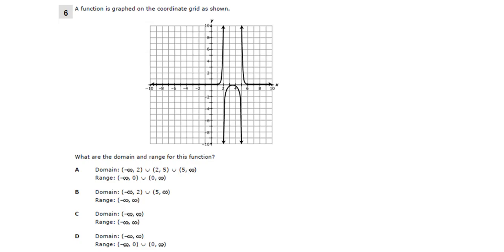6, a function is graphed on coordinate grid as shown. And what you have is the domain has a couple of vertical discontinuities, infinite discontinuities or vertical asymptotes at x equals 2 and at x equals 5, it looks like. And so there are going to be breaks at 2 and 5 on the domain.